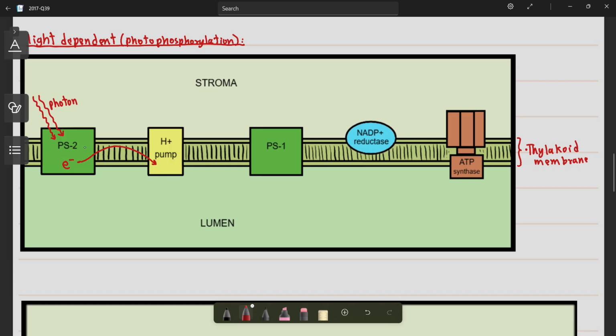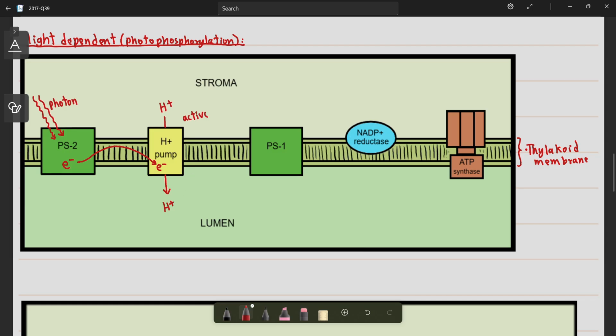So it moves through these series of proteins in the thylakoid membrane, and it reaches this proton pump channel. The function of the electron in this proton pump channel is that it provides the energy for this pump channel to pump the protons from the stroma into the lumen. So most of the time, the proton pump is an active process.